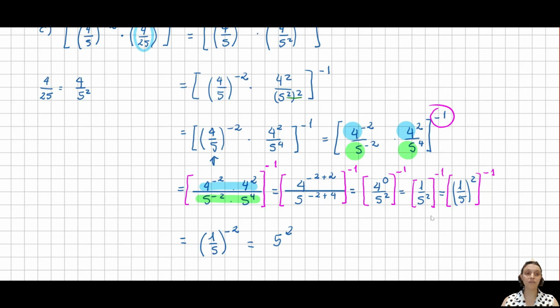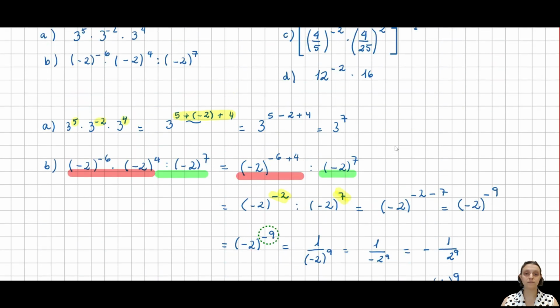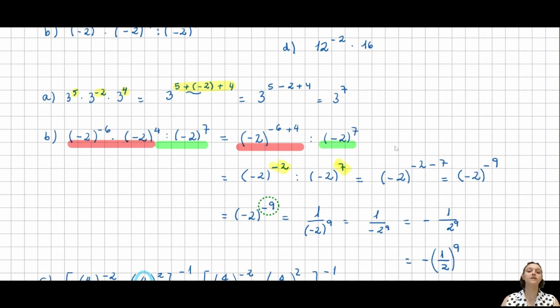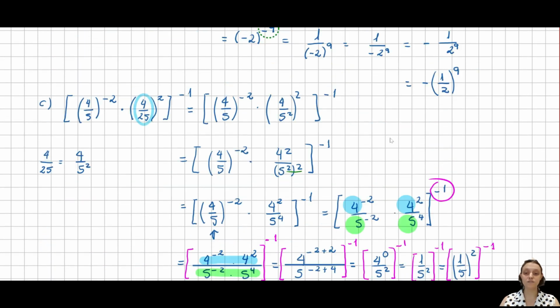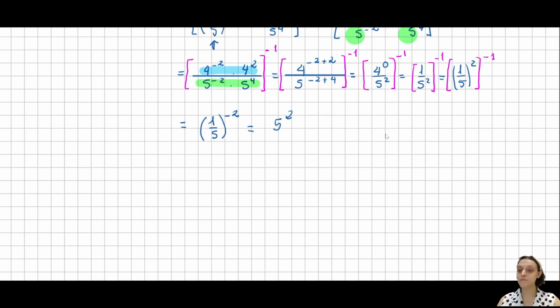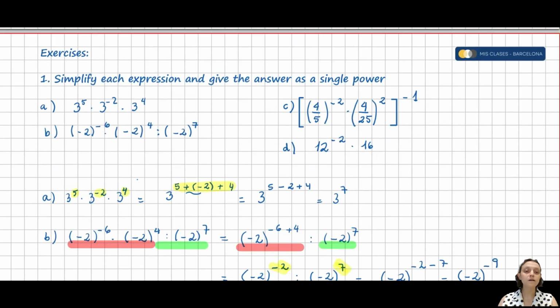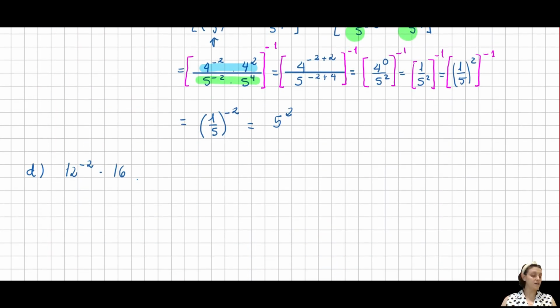And let's go for the very last one, which is an easy one. 12 to the power of -2 times 16, if I remember correctly. Yes. So see here, guys, that we have numbers that we need to factor before doing anything because they are both different. We cannot apply any kind of property if we don't have the same base for the powers.